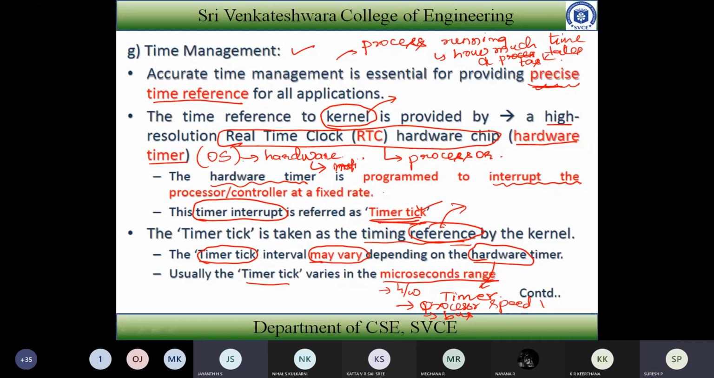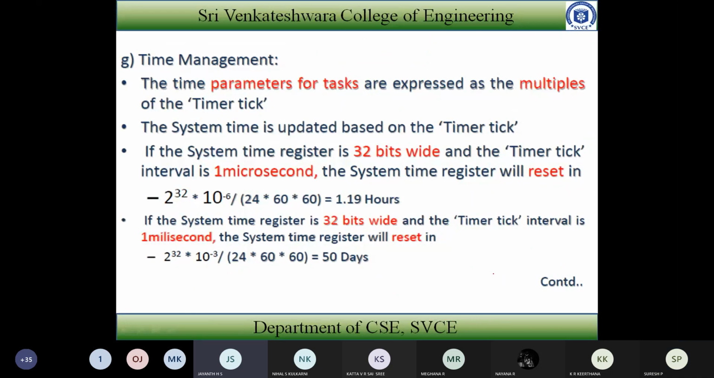Next, the timer management for a task. If you take the time management, the same thing applies, and there are some parameters which you have to take. When you say it is going to vary, it varies in terms of nanoseconds.